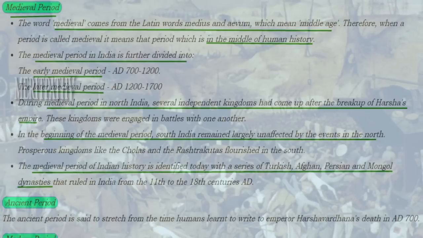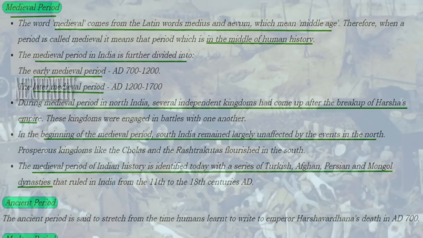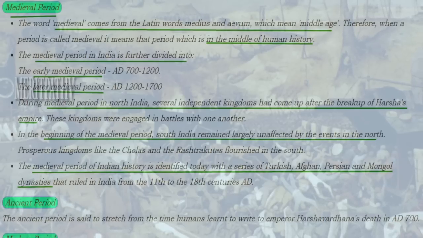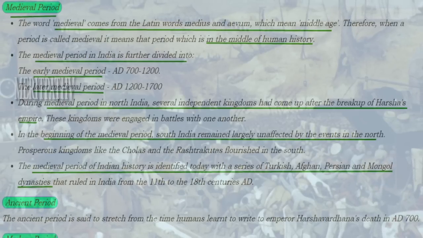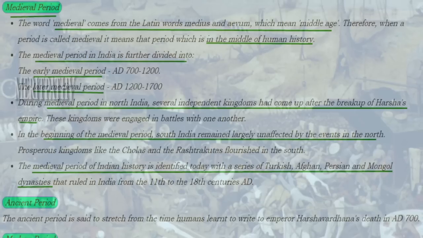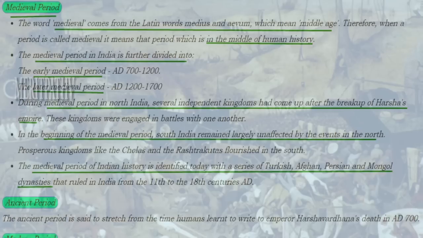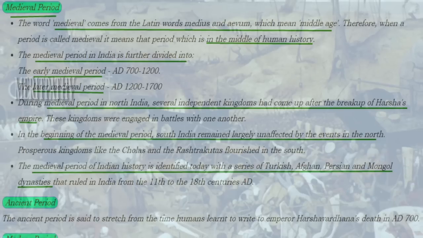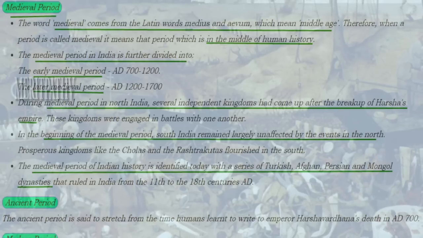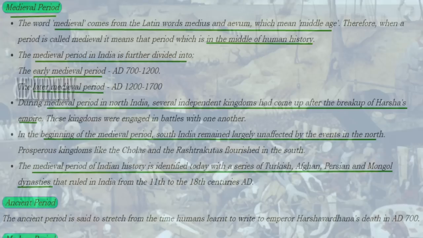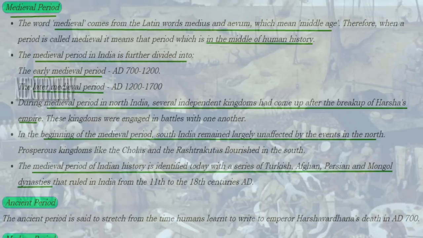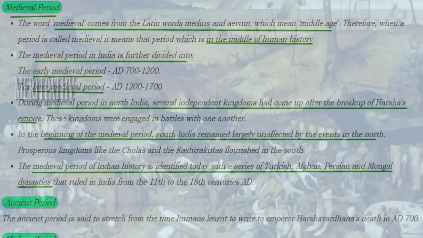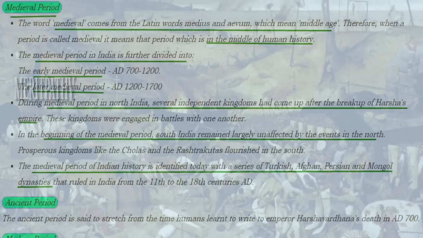Medieval period. This word medieval comes from the Latin words medius and aevum, which means middle age. So when a period is called medieval, it means that the period is in the middle of human history. The medieval period in India is divided into early medieval period and late medieval period. The early medieval period was from AD 700 to AD 1200 and the later medieval period was from AD 1200 to AD 1700.